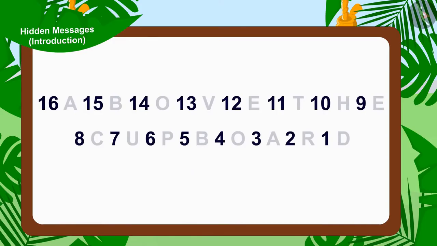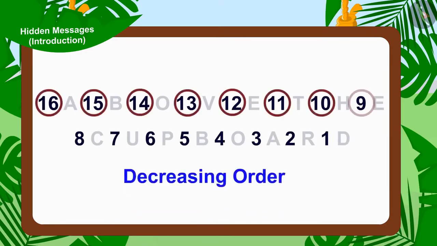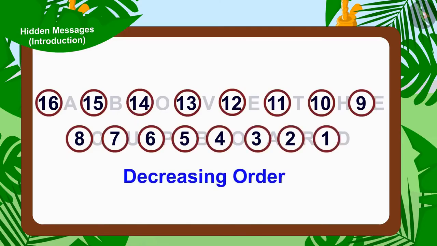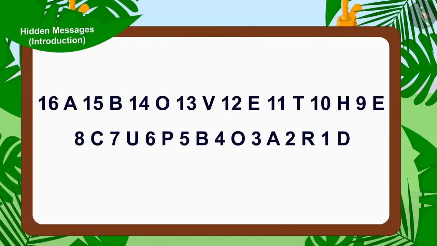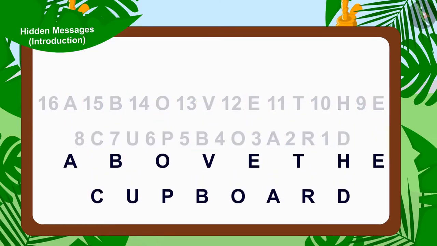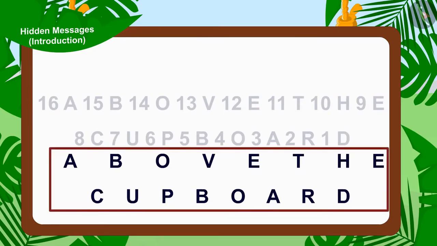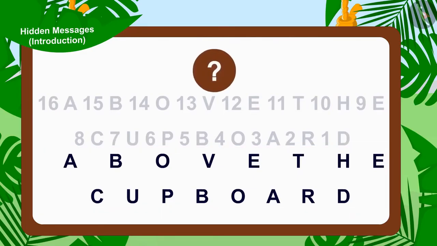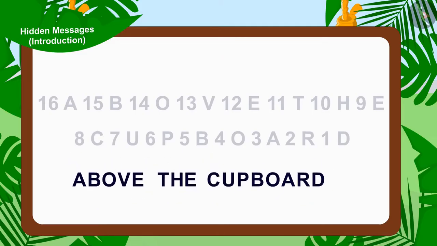Here, the numbers are in decreasing order. But there is no hidden message that can be found in it. Now, let us take a look at the alphabets. If we write the alphabets separately, we will find this written. Now, were you able to find the second hidden message through these alphabets? Yes! The hidden message here is above the cupboard.